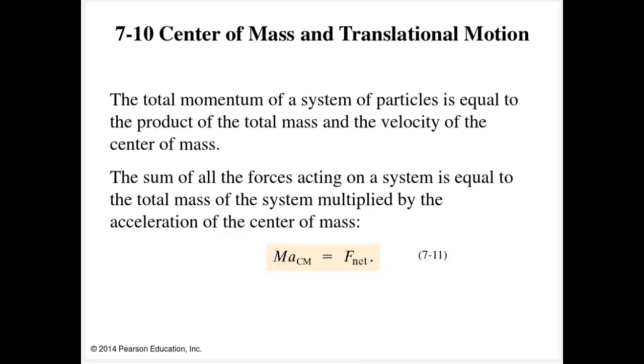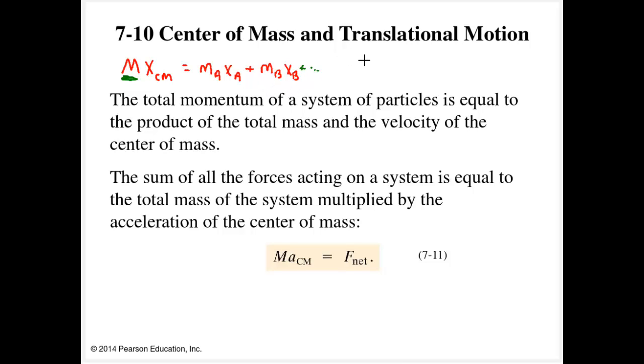Now it turns out that we can do some really fun math with the center of mass and the translational motion. If I rewrite my center of mass equation from the previous slide, the total mass M times the center of mass is going to be the mass of A multiplied by the position of mass A plus the mass of B multiplied by the position of mass B. Here, big M is the total mass of the system: mass A plus mass B plus mass C, and so on and so forth.